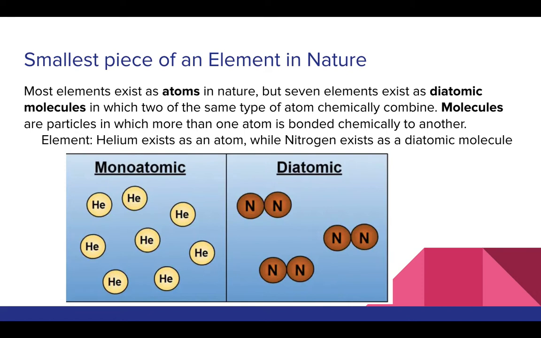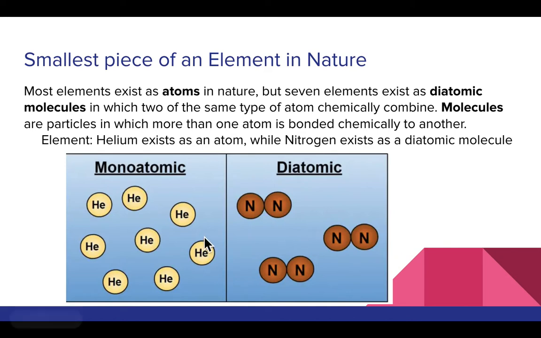And a molecule is something in which 2 of the same type of atom are chemically combined. And that means they are stuck together. We're going to talk much more about chemical bonding in subsequent units, but think of it as just being attached. They're holding hands. They can't separate. Molecules are particles in which one atom is chemically bonded to another. And in the case of 7 of the elements, they exist as diatomic molecules.